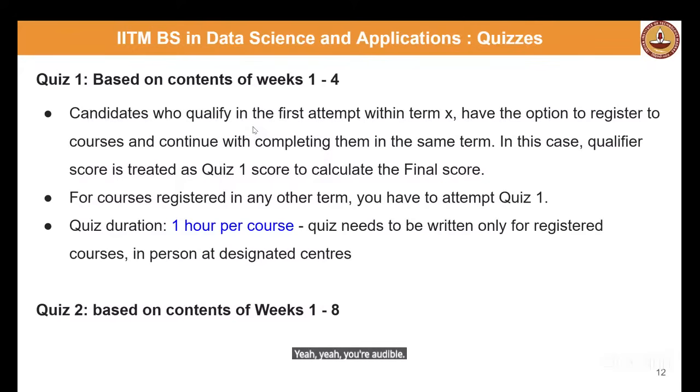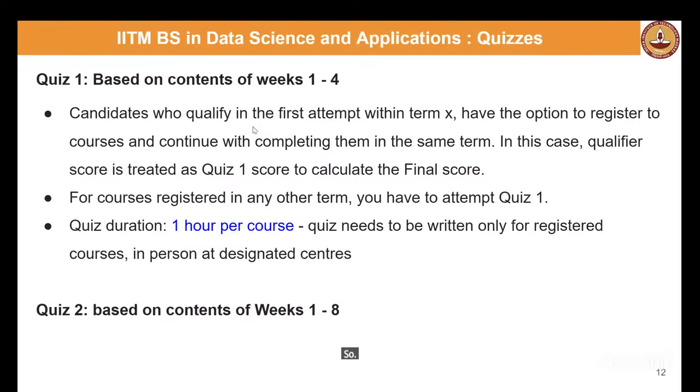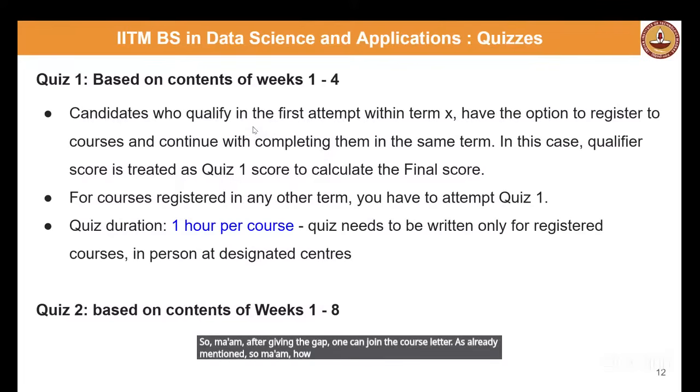Ma'am, suppose one wants to leave the course temporarily, meaning leave after a level and then do the next level after a gap of, say, one month or some months. After giving the gap, one can join the course later, as already mentioned. So, ma'am, what is the procedure of leaving the course and then joining in the later terms?